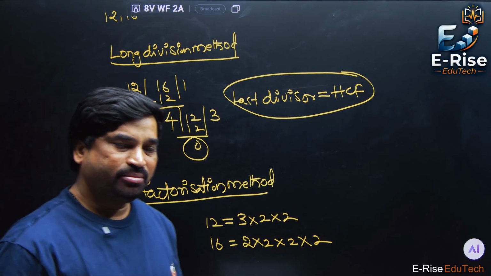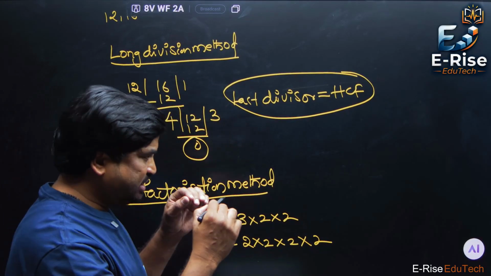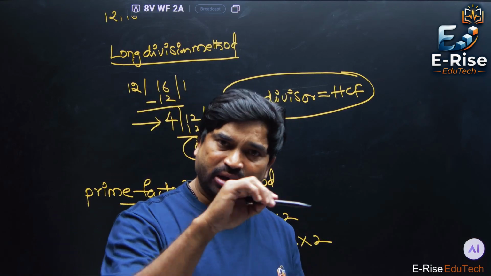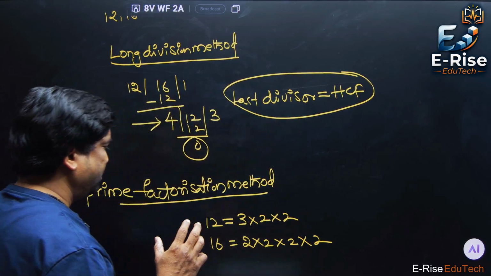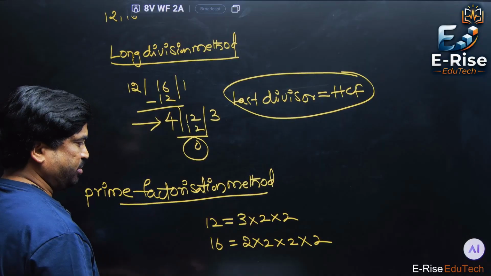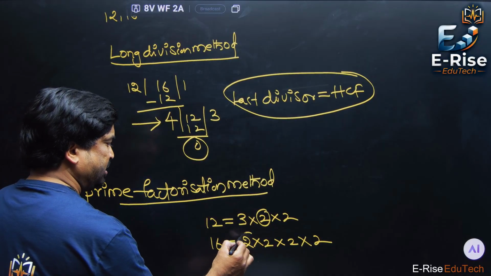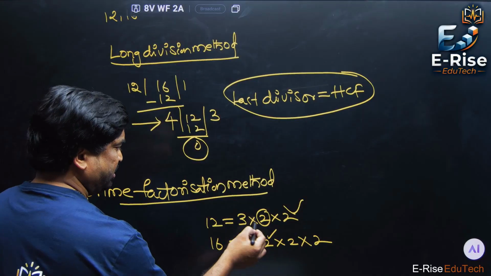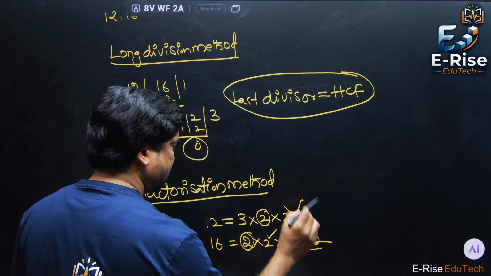So the difference between LCM and HCF is that in LCM, common factors are applied one time and the remaining are all multiplied. Here, only common factors can be applied. Here 2 is common, here 2 is common, here 2 common, here 2 common. There is no common 3.